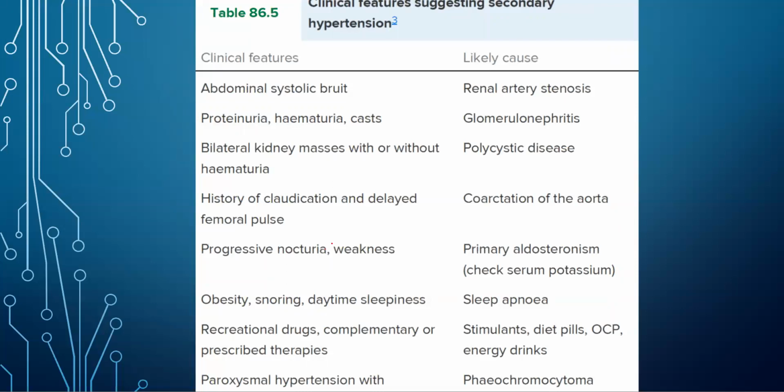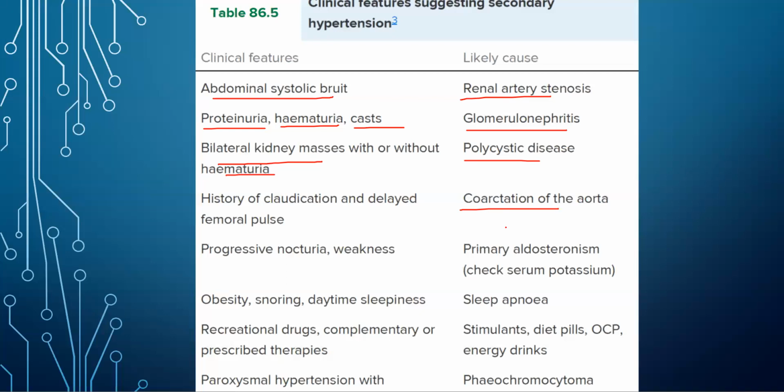So in case of renal artery stenosis, you will look for any renal bruit. For glomerulonephritis, we look for hematuria, proteinuria, and RBC casts. In polycystic kidney disease, most of the time there will be a positive family history. You can get bilateral kidney masses with hematuria.